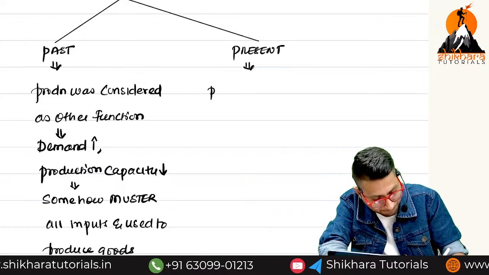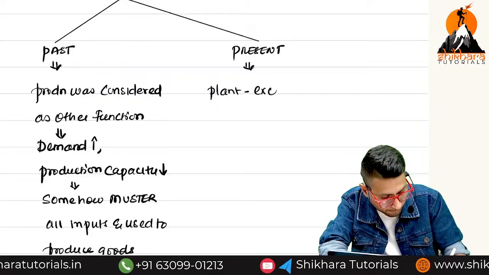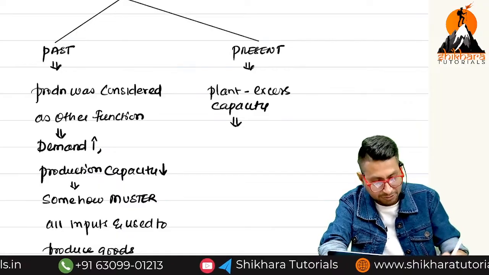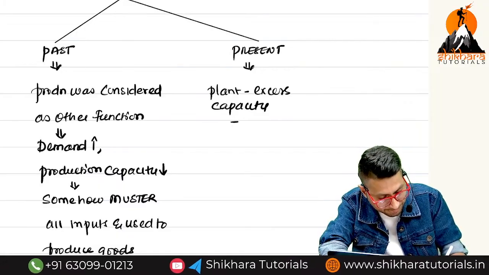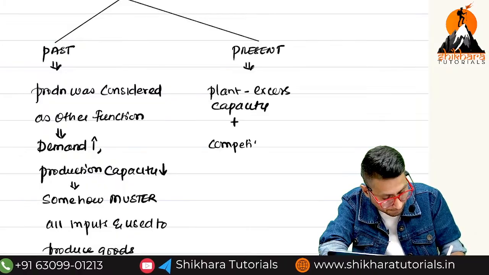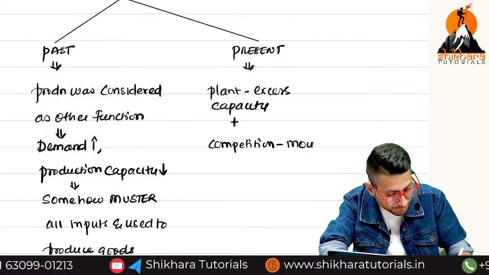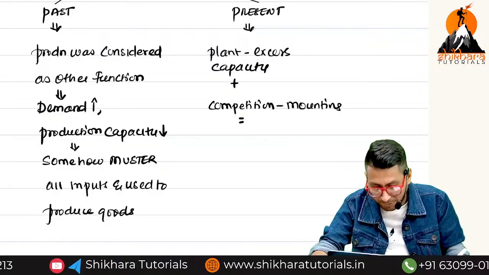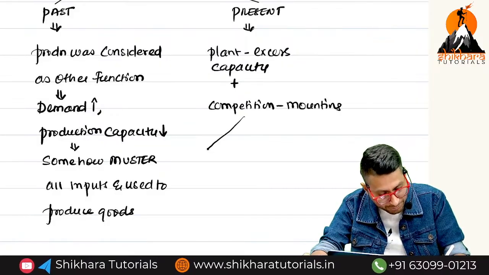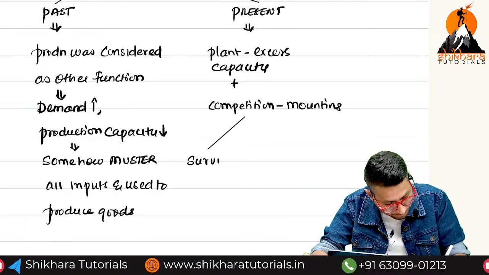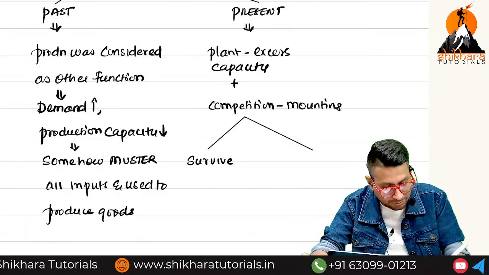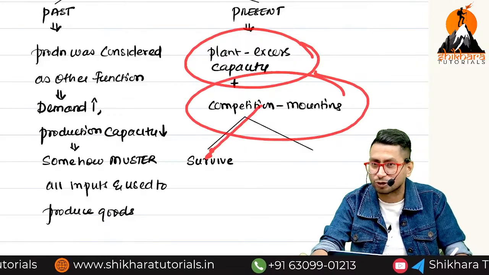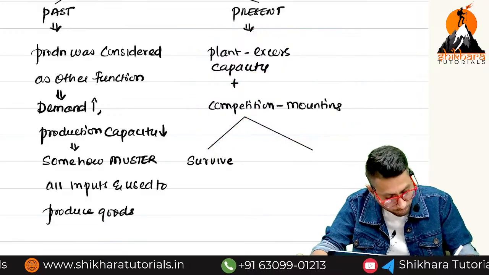Plant has excess capacity. Plus competition is decreasing or increasing? Competition is mounting, it is increasing. That is why I need to what? Survive. And if I am able to survive, if I am having excess capacity, competition is increasing, still I am able to survive, in future will I get success? Simple. If I want to survive plus succeed.